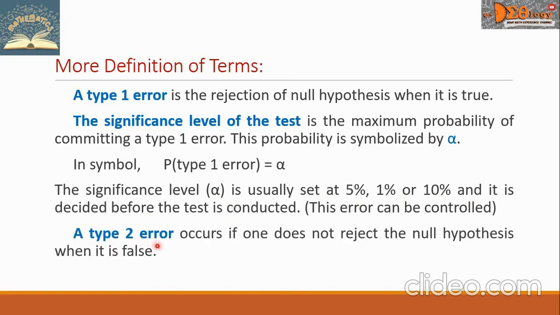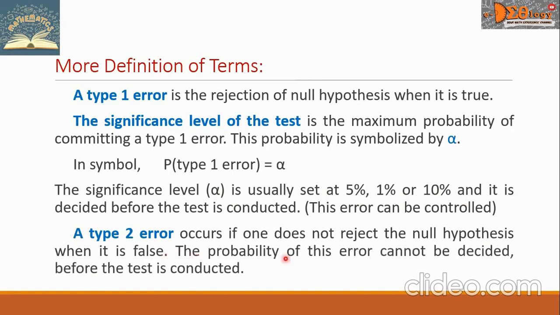A type 2 error occurs if one does not reject the null hypothesis when it is false. The probability of this error cannot be decided before the test is conducted.